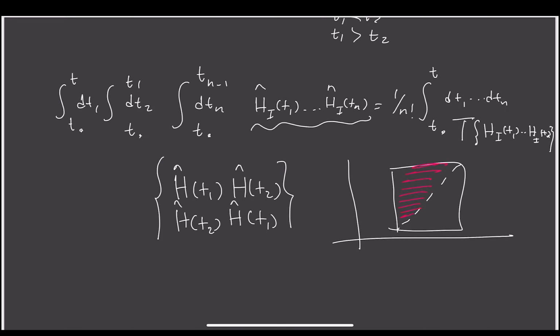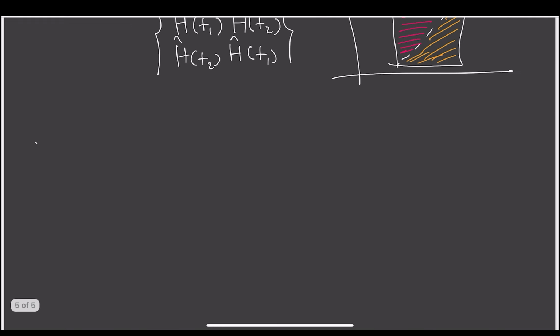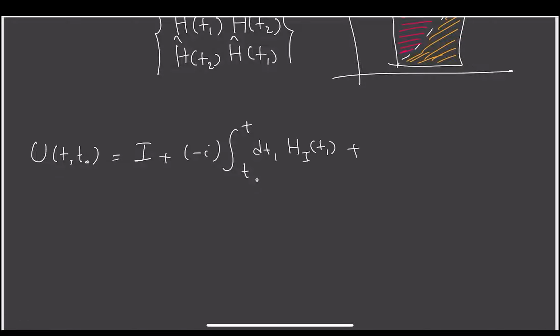There is a side when t1 is larger than t2, and there is a side when t2 is larger than t1. So now I can rewrite my U operator as identity plus minus i integral from t0 to t of dt1 H_I(t1), plus now minus i squared divided by 2 factorial, and from t to t0, and then I have dt1 dt2 time ordered of H_I(t1) H_I(t2), sorry that I'm completely out.